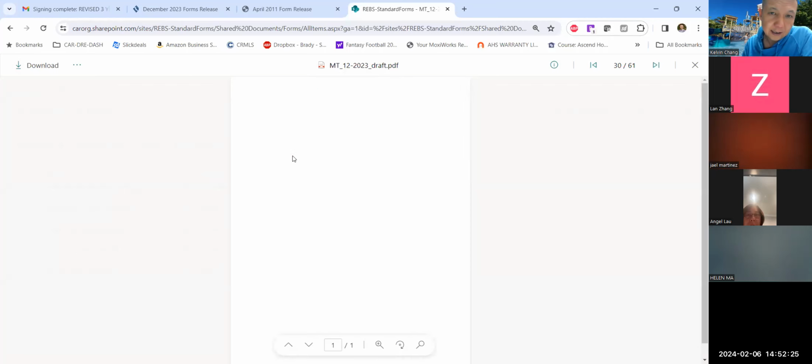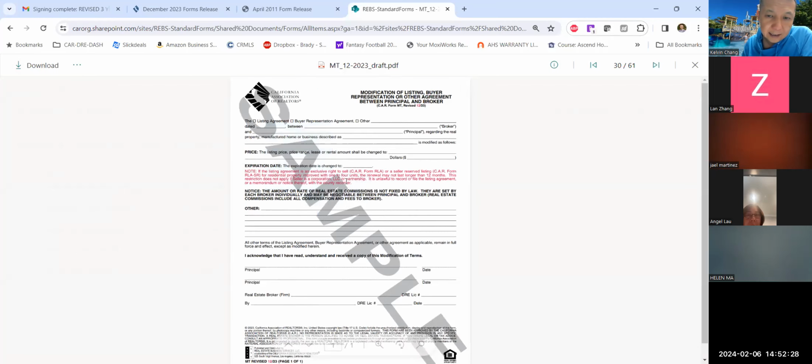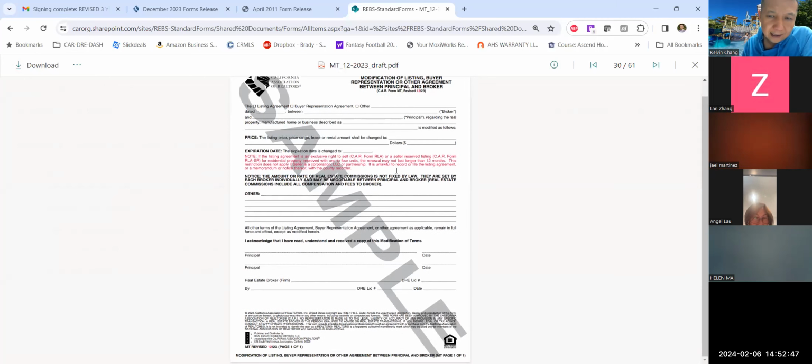So they just added another disclaimer right here. Listing agreements or a seller reserved listing. This listing cannot last longer than 12 months for any modification or renewal. It does not apply if it's a corporate entity like an LLC or partnership. Only for individuals is it really applicable. And then they added the same language that you cannot use this modification of terms to put a lien or record the listing agreement with the county recorder's office.